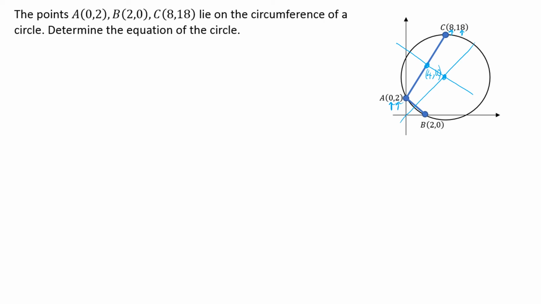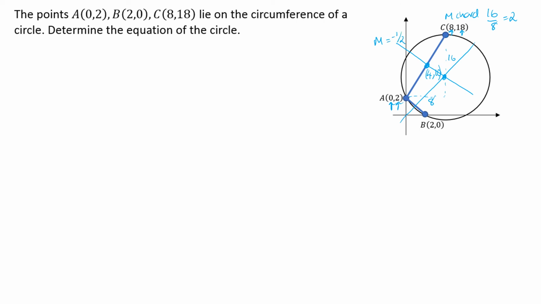It's going to have the negative reciprocal gradient of the chord. So going between these 2 points here, from 0,2 to 8,18, it's going to be 8 along and 16 up. So the m of the chord between A and C is going to be 16 over 8, which is 2. So the gradient of our perpendicular bisector here is going to be -1/2.